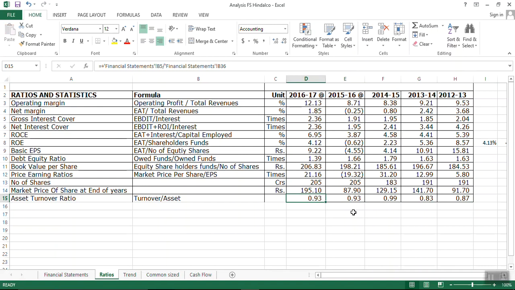So you have made it look very simple. You used the examples and you have shown us how to really calculate looking at the data, and you have simplified all the ratios for us. So I really thank you for that. Welcome.